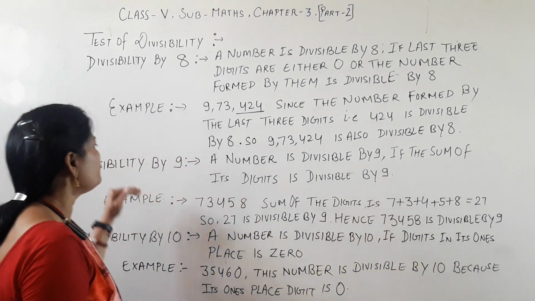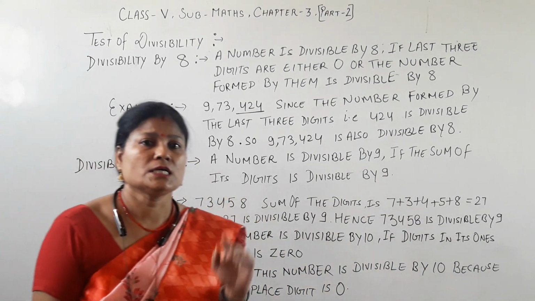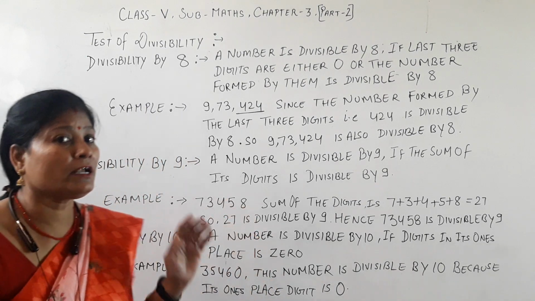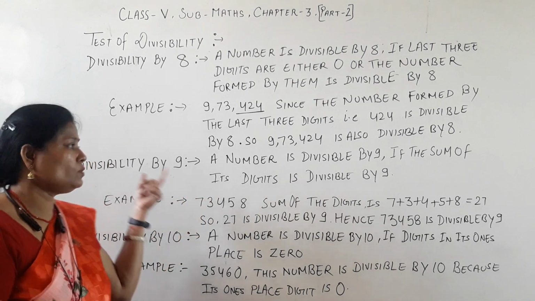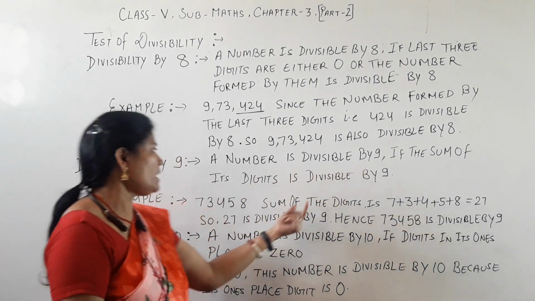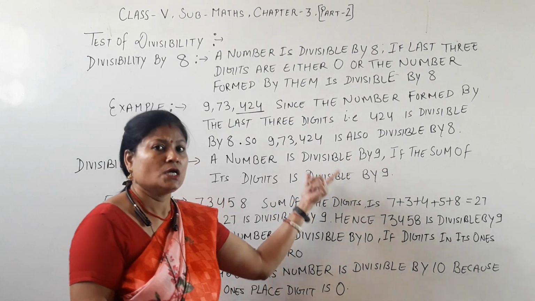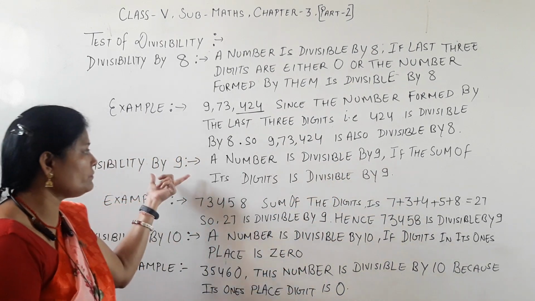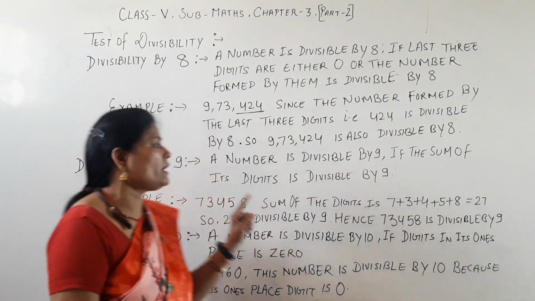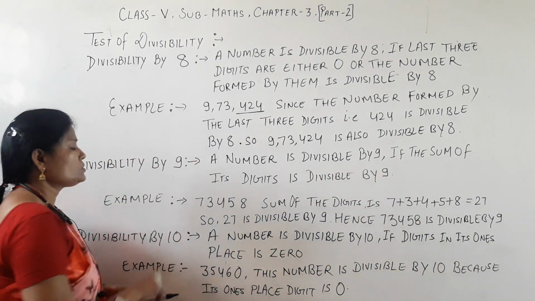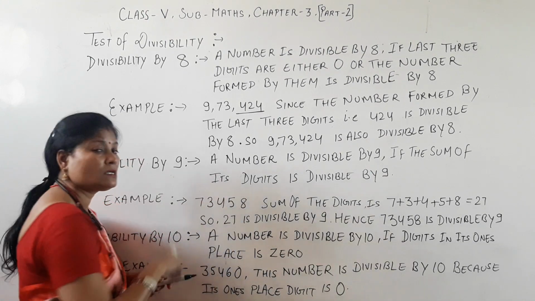Understood? Now moving to the divisibility rule by 9. So children, keep in mind that the divisibility rules of 3 and 9 resemble each other. Means in 3 what do we do? The sum of the digits. In the same way, for 9 also we do the sum of the digits. So if the sum of the digits of the given number is divisible by 9, we can say that the number is divisible by 9. One example: 7, 3, 4, 5, 8. This number is given to us.